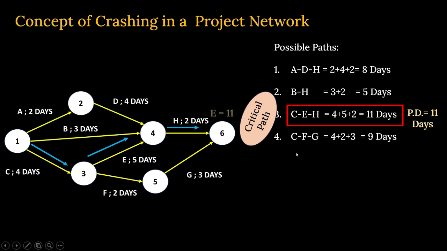If you want to crash the project, even if you want to make it by 10 days or 9 days or lesser than that, then whatever you are going to do, we have to reduce the durations on the critical path only, not in anything else. So either you have to reduce here on C or E or H, and there is a system for that. That also you are going to learn in coming days. What does it mean exactly?